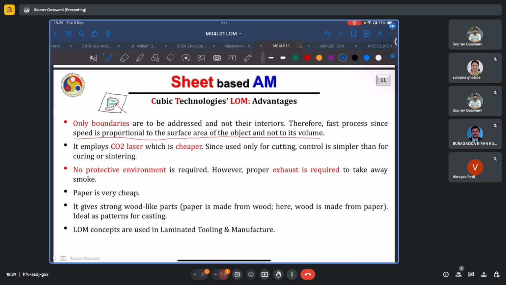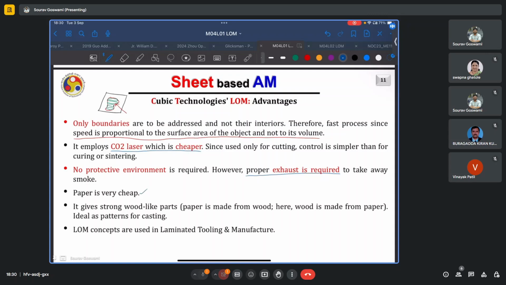Typically, LOM will employ a CO2 laser, which is cheaper and readily available. Again, it is only used for cutting, so control is also simpler than for say curing or sintering type processes. No protective environment or inert gas purging or vacuum is needed. This can be performed in normal atmospheric conditions. We would, however, require a proper ventilation system to take away smoke or any other fumes which might arise from the process. Paper is a cheap feedstock, well, cheaper than metals at least.